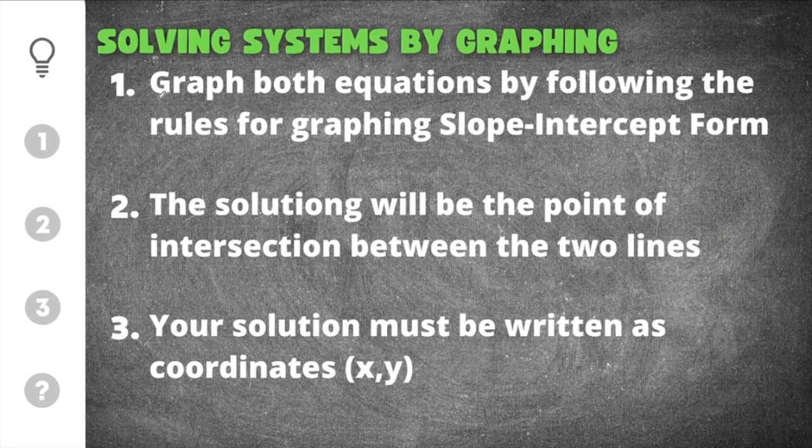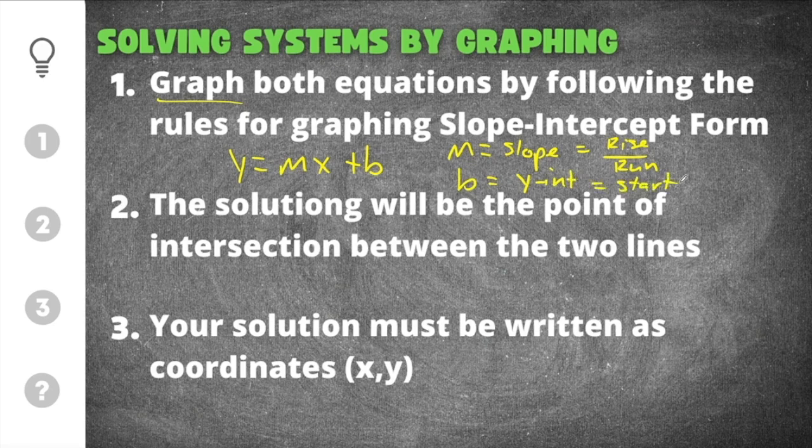The first thing we're going to do is graph both equations by following the rules for graphing in slope-intercept form. What that means is you will use slope-intercept form, which is y equals mx plus b. You have to know that m is the slope, which is also the rise divided by the run, and b is the y-intercept, which is where it starts, or where it crosses the y-axis.